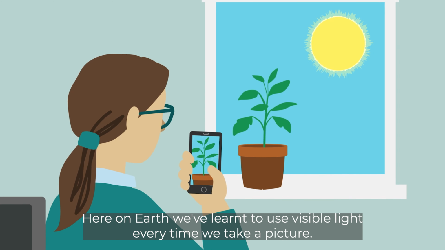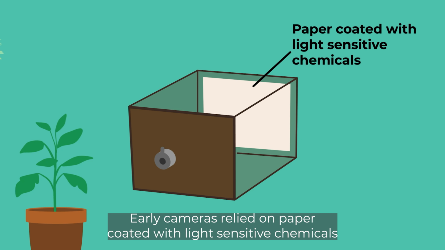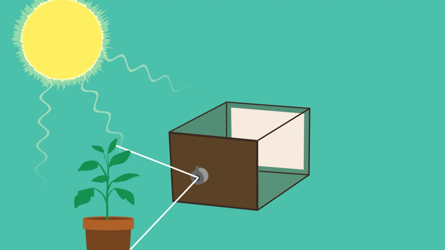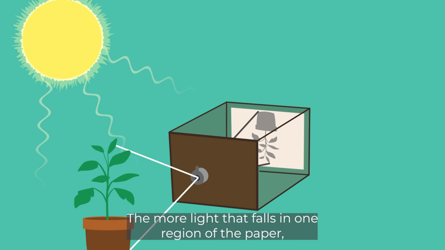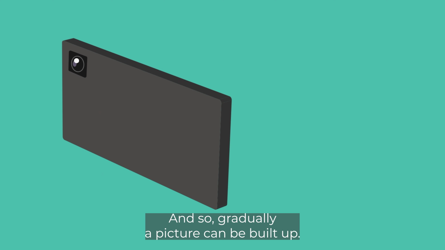Here on Earth, we've learnt to use visible light every time we take a picture. Early cameras relied on paper coated with light-sensitive chemicals that react to light to produce an image. The more light that falls in one region of the paper, the brighter that part of the image, and so gradually a picture can be built up.